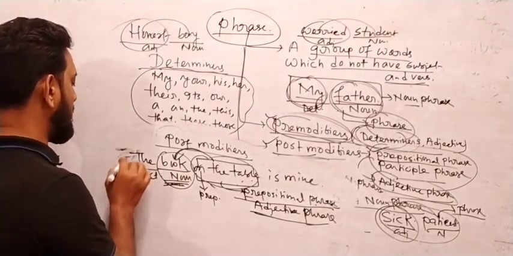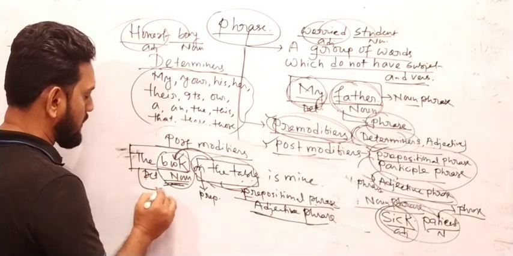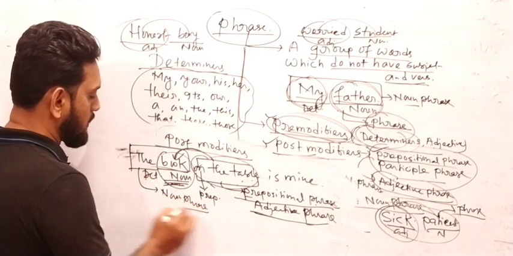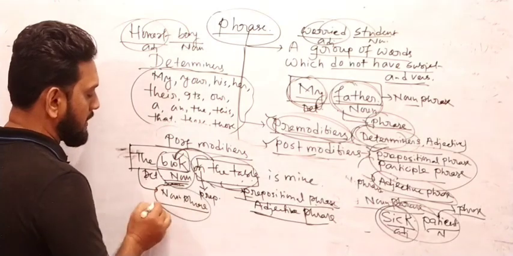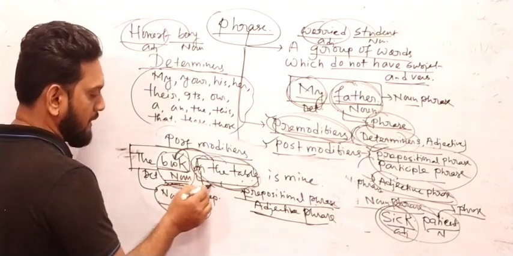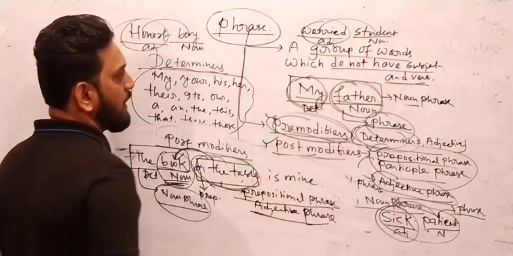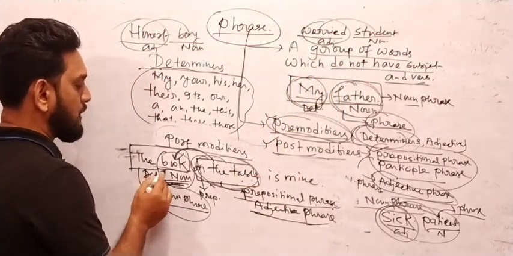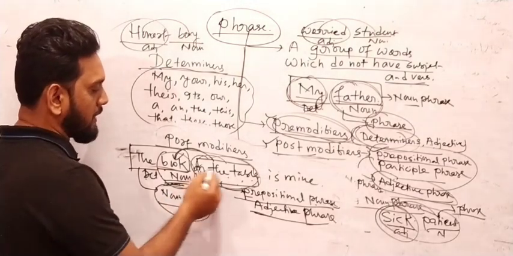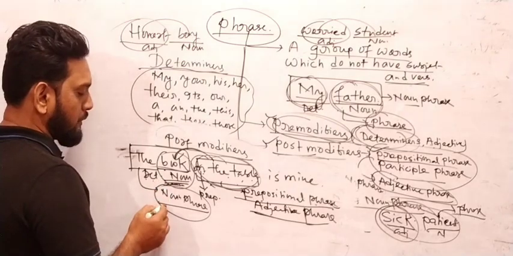Here you have seen that the book is also a noun phrase. Yes or no? It is also a noun phrase, and this noun phrase is very important to understand. And on the table is also a phrase. Phrase means what? A group of words which do not have subject and verb. The book, there is no subject and verb. On the table, there is no subject and verb. On the table is a prepositional phrase. The book is also a noun phrase.